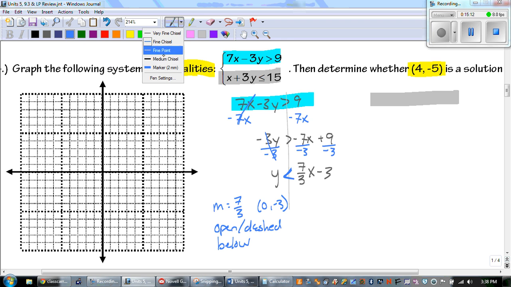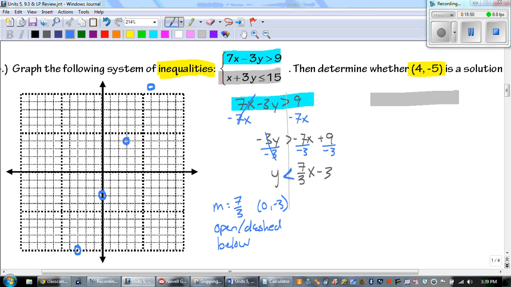Okay, so I am starting at negative 3, and I'm open, and I'm following my slope. I'm going up 7, right? So 1, 2, 3, 4, 5, 6, 7, and over 3, 1, 2, 3. I'm off the graph, but that's where I would be. Okay, and I'm going to go in the opposite direction too. Down 7, left 3.